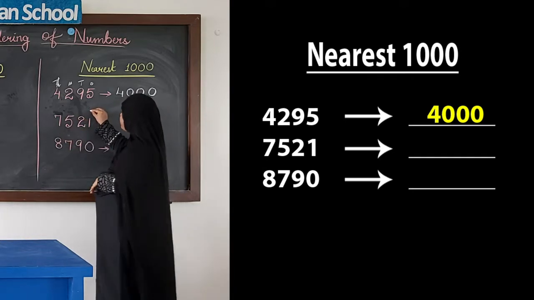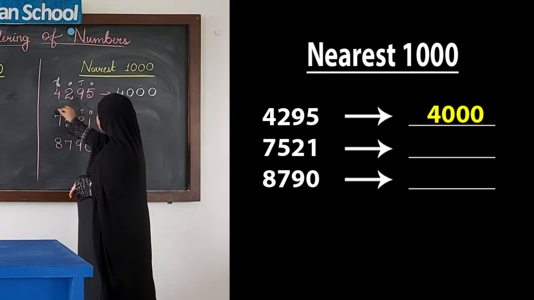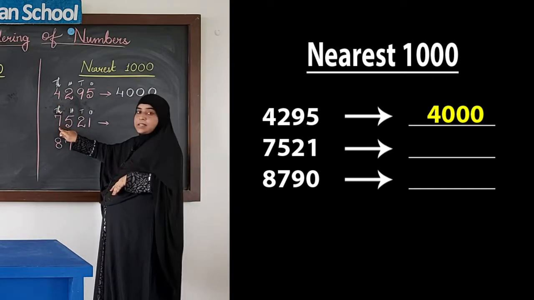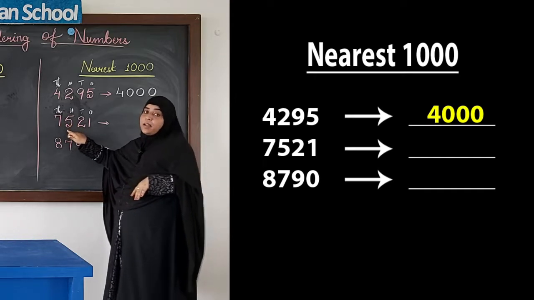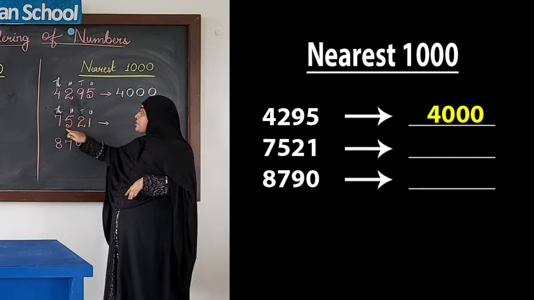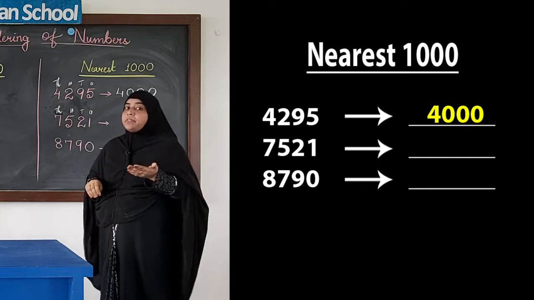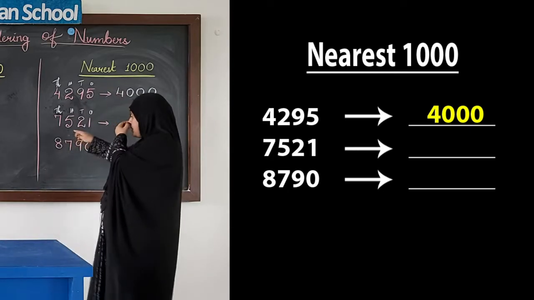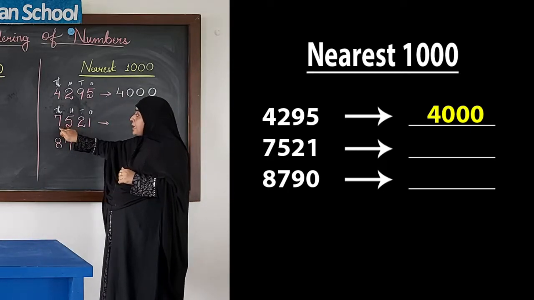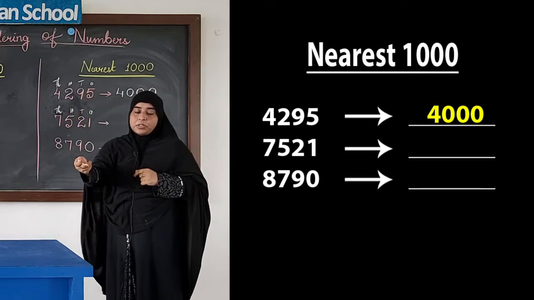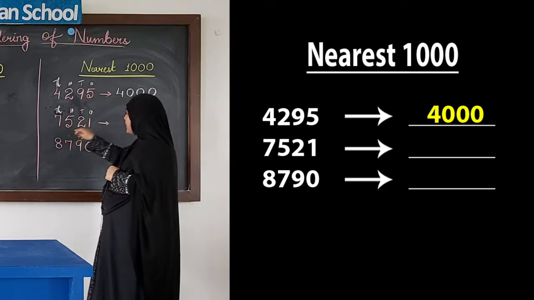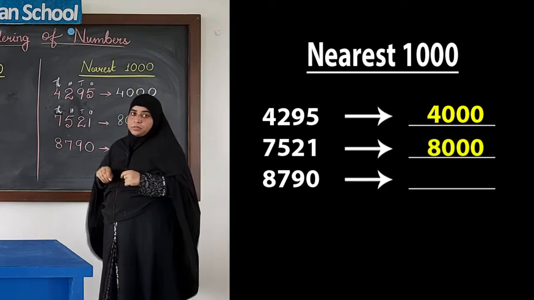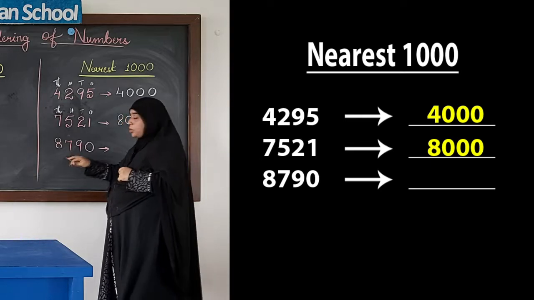Okay. Next, here we have ones, tens, hundreds and thousands. Again, we have to change this 1000. For that, we have to check the hundreds place. Here we can see it is 5. If we have 5 or more than 5, I told you we go to the next 1000. Okay. So, here since we have 5, this 1000 will move to the next 1000, that is 8000. It will be close to 8000.